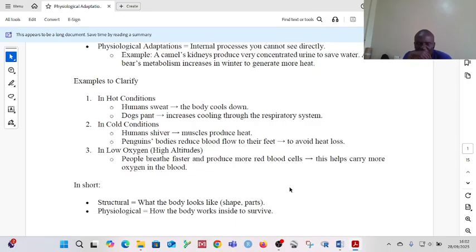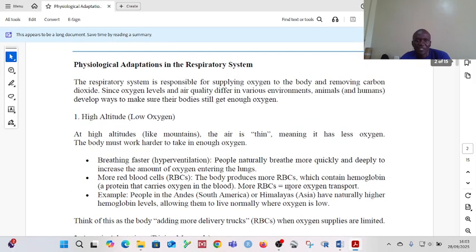So in short, structural adaptations involve what the body looks like. It ends up affecting the shape of some of those body parts. But the physiological adaptations, they involve how the body works on its inside to enable that particular organism to survive, at least in its present environment. So let's now delve a bit deeper to see how some of these physiological adaptations occur with respect to various systems within any living organism. Let's look at the physiological adaptations with respect to the respiratory system.